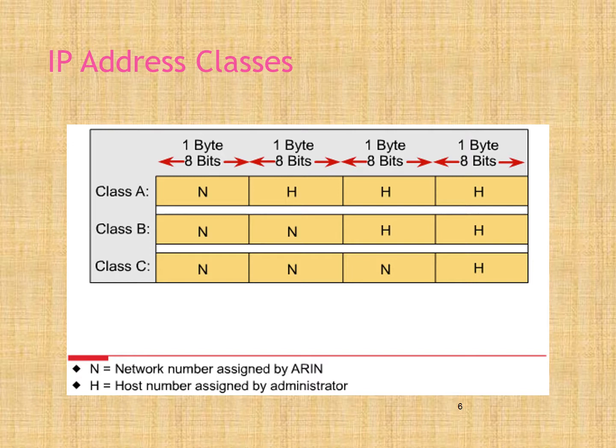In class A, the first octet is the network and all the other octets are host. In class B, the first two octets are network and the last two are host. In class C, the first three octets are network and the last octet is host. The network number is assigned by ARIN, and H represents the host number assigned by the administrator.